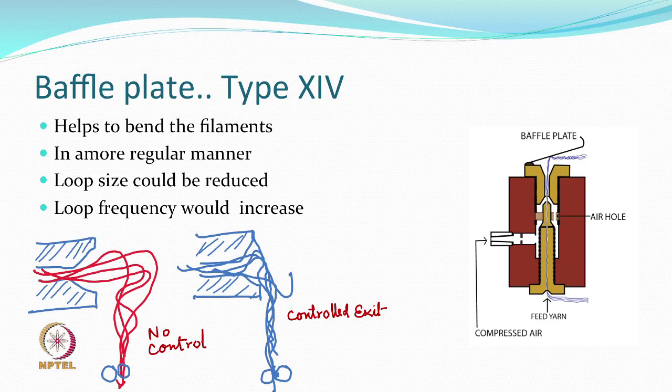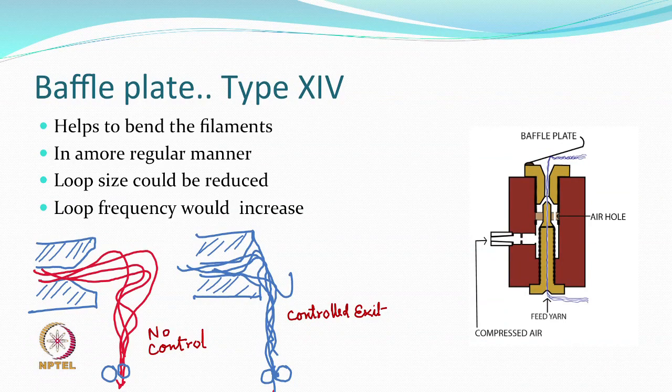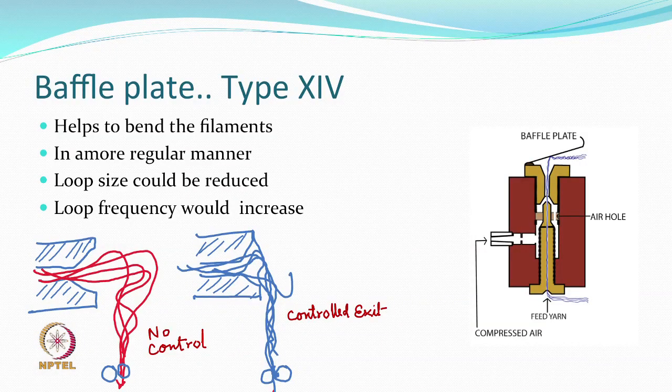So, it helps to bend the filaments. Earlier the filament was first flying to whichever length and then coming back. Now, it is going to be controlled. So, filaments will strike the plate and then bend. Because you have changed the direction and also now you have a control. If you do this control, then it works better. Loop frequency will increase, loop size could be reduced. So, you have higher bulk, more entanglement, and regular loop size is always good. Having a lot of variation in loop size is not such a good idea in any case.